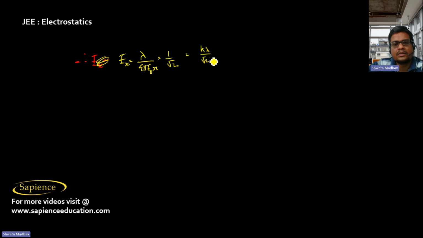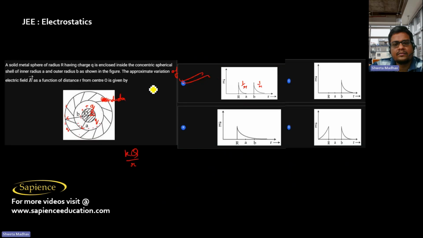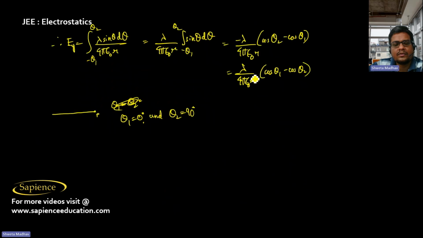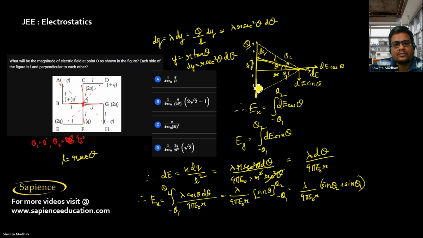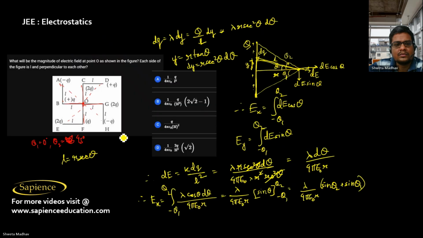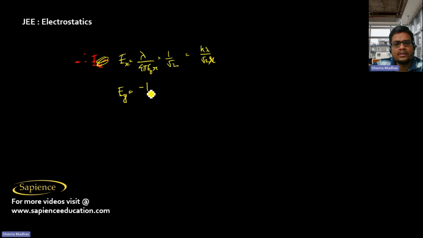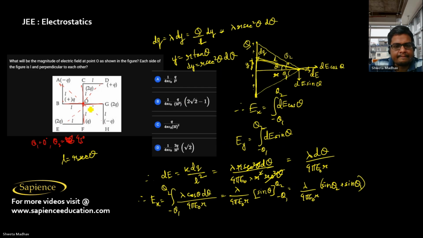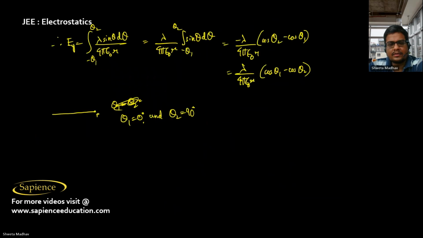K lambda by root 2r, I can say. Ey also will be, theta 1 is 0, theta 2 is 45. This is minus 1 by root 2. Therefore, Ey will be minus K lambda by root 2r. So it is along the negative y-axis.